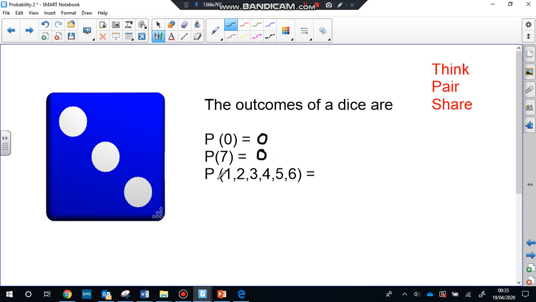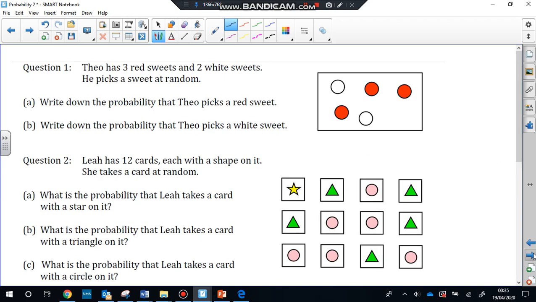Now, what's the probability I either get a 1 or a 2 or a 3 or a 4 or a 5 or a 6? Well, I could definitely get a 1, because there's a 1 on there. I could definitely get a 2 or a 3 or a 5 or a 6. There's nothing else I can get. I am definitely going to get one of those numbers, so that's a certainty. When I throw a normal dice, that probability is 1. So these are examples of impossible events, a 0 or a 7, and certain events, a 1, 2, 3, 4, 5 or 6.